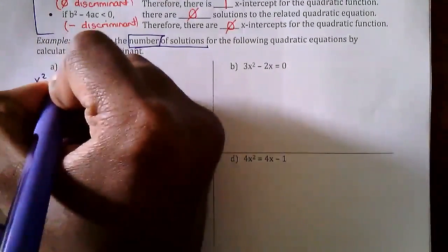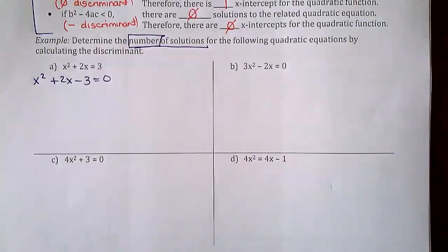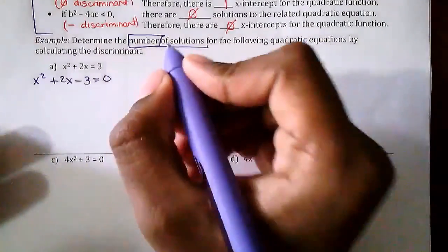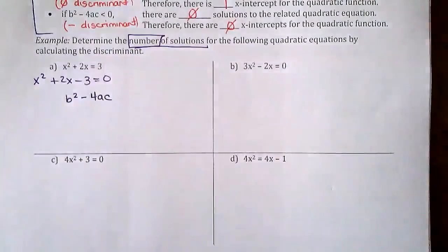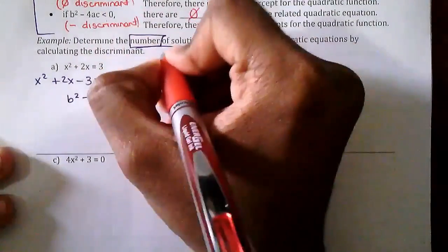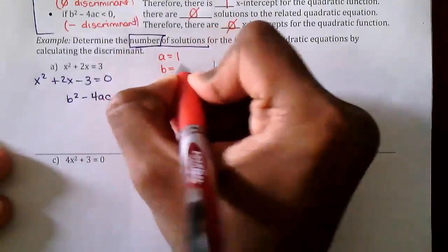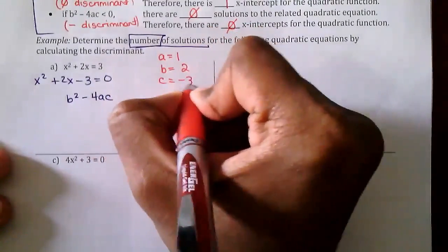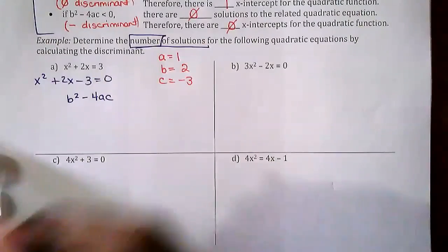x squared plus 2x minus 3 is equal to 0. Again, we're not trying to solve it, so we're not going to factor it. All we want to know is the number of solutions. And for that, we need the discriminant, which is b squared minus 4ac. Before I use the discriminant, let's write out what the a, the b, and the c are. So the a here is equal to 1, the b is equal to positive 2, and the c is equal to negative 3. Once I have these values, I can plug them in.